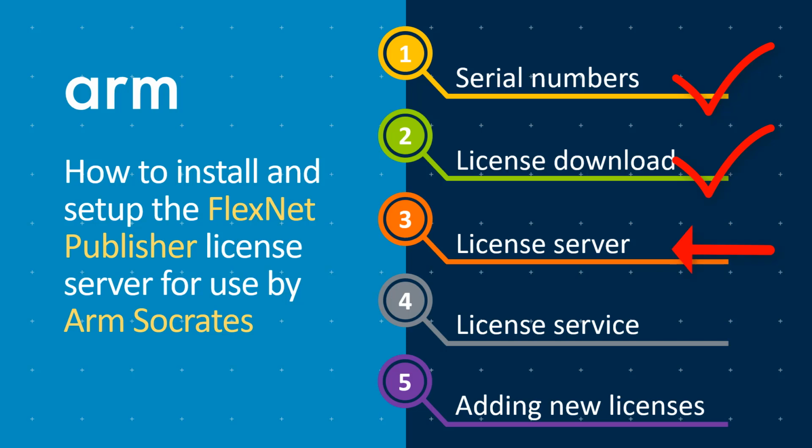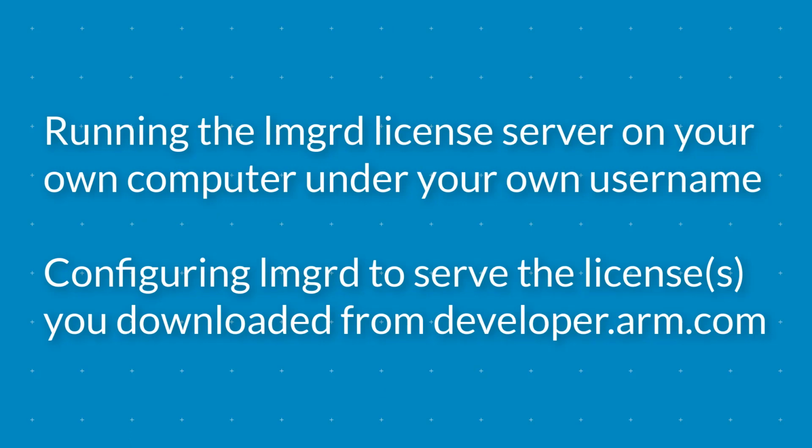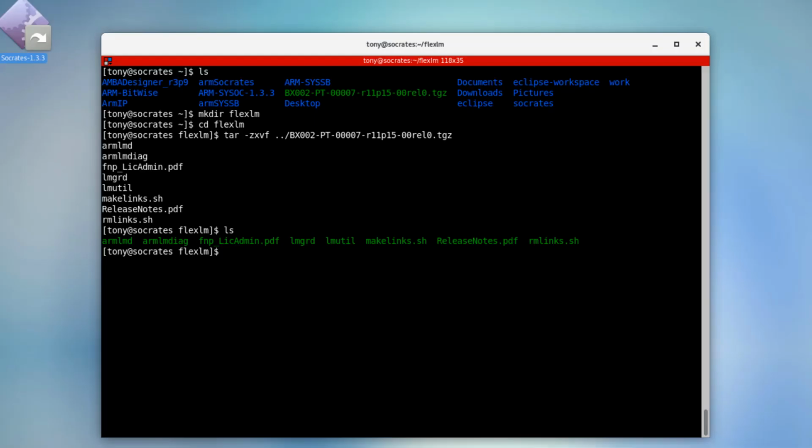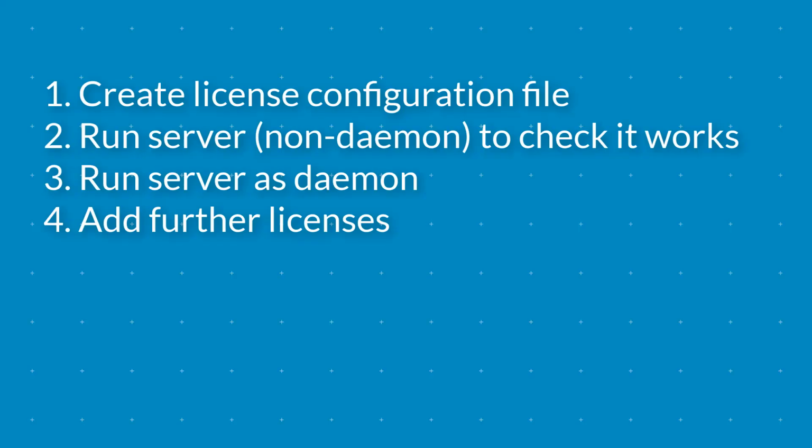I'm going to show you how to run the LMGRD license server on your Linux machine running under your own username, and how to configure it to serve the license you just downloaded. You may also wish to refer to Chapter 10 in the fnp_licadmin.pdf file for further details. Our agenda from here on in is to, first, create a license configuration file for the license server. Next, run the server in non-daemon mode to make sure everything works. Then, run the server as a daemon. And finally, show you how to add further licenses and inform the server about them.